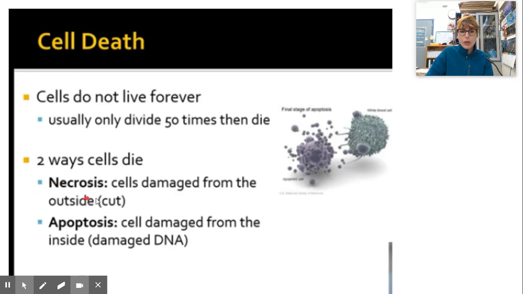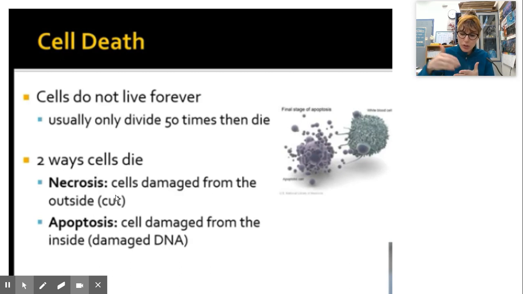One of them is called necrosis. And this would be the kind of cell death that takes place if there is damage from the outside. So, for example, if you cut your finger with a knife when you're cutting tomatoes, that knife cut and tore and damaged those skin cells on your hand.